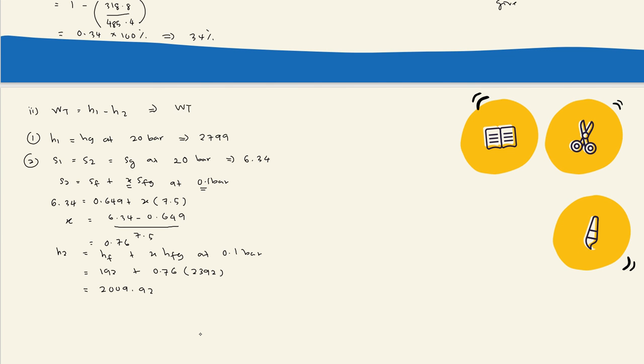After we find the value of H1 and H2, substitute the value into work turbine. So work turbine equal to H1, 2799, minus H2, 2009.92. Okay, make sure you substitute the right value.